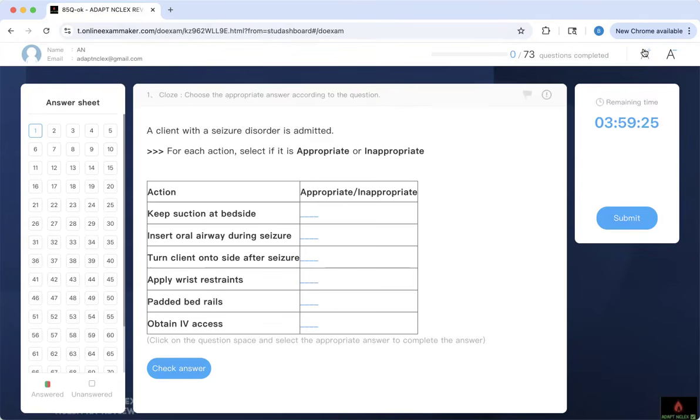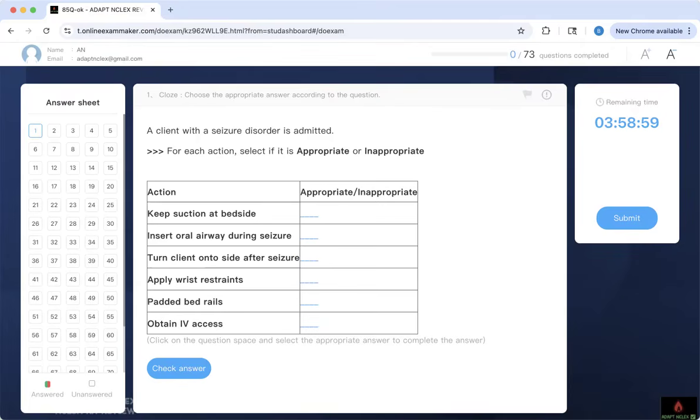A client with seizure disorder is admitted. For each action, select if it is appropriate or inappropriate. Action: keep suction at bedside. Insert oral airway during seizure. Turn client on the side after seizure. Apply wrist restraint. Pad bed rails. Obtain IV access. When somebody is having seizures, what do you think you need to know? Seizures are very commonly tested. I want you to master them.